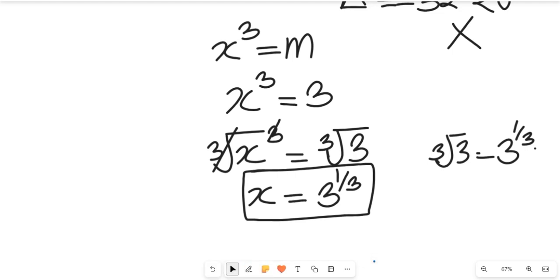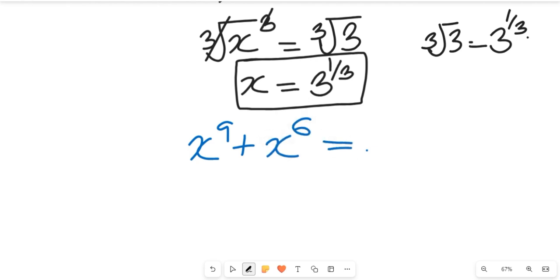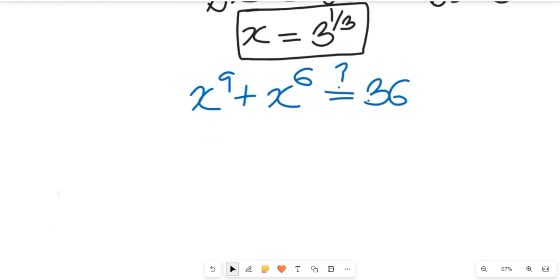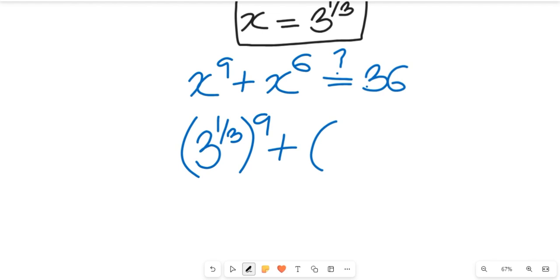We want to check if this solution is absolutely right. So our initial expression is x to the power of 9 plus x to the power of 6. Will it actually give us 36? Now let's try this out. x to the power of 3 will give us 3 to the power of 1 divided by 3, all multiplied by 9, plus 3 to the power of 1 divided by 3 multiplied by 6.